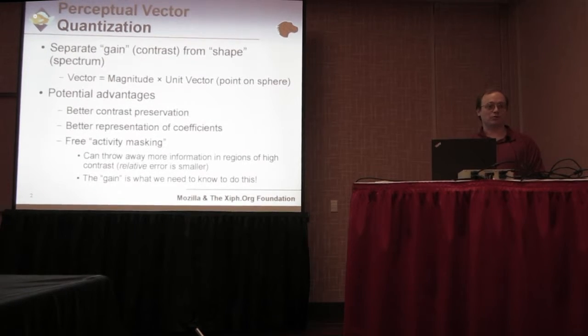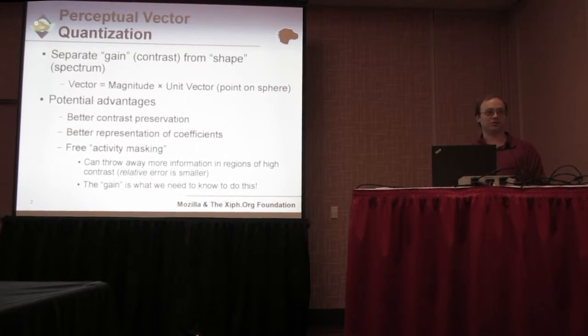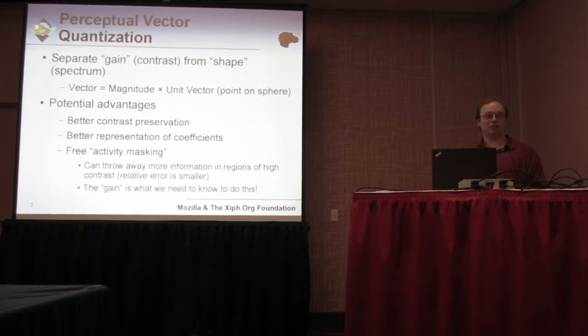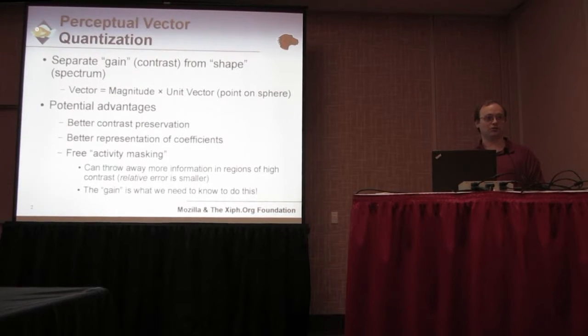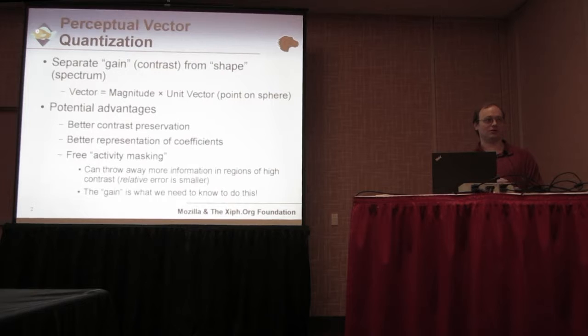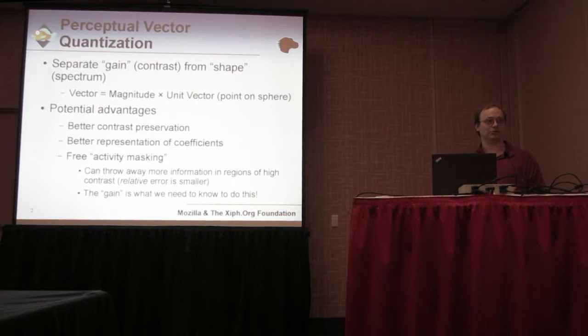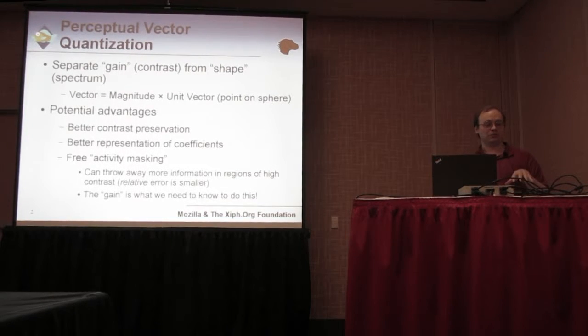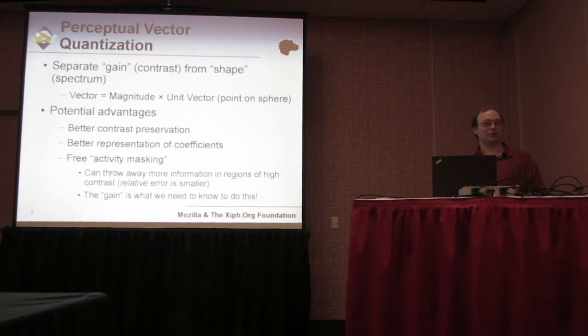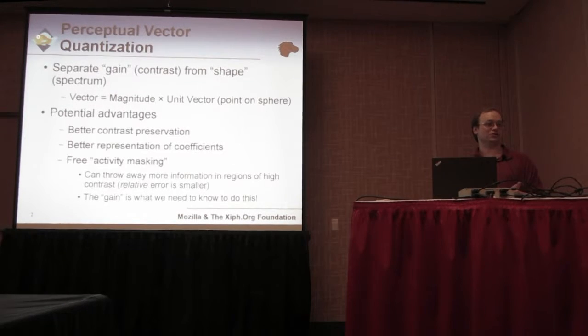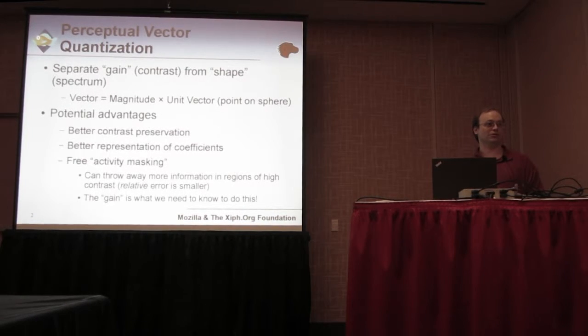One is that it makes it much easier to explicitly preserve contrast, because we're going to actually code the gain, which represents how much energy or contrast there is in a particular region. Because we code that explicitly, we can make sure that we get it right. Whereas if you're doing something like scalar quantization, where you quantize each transform coefficient individually, it's very easy to lose all the energy in small coefficients because you don't have enough bits to code each one individually.